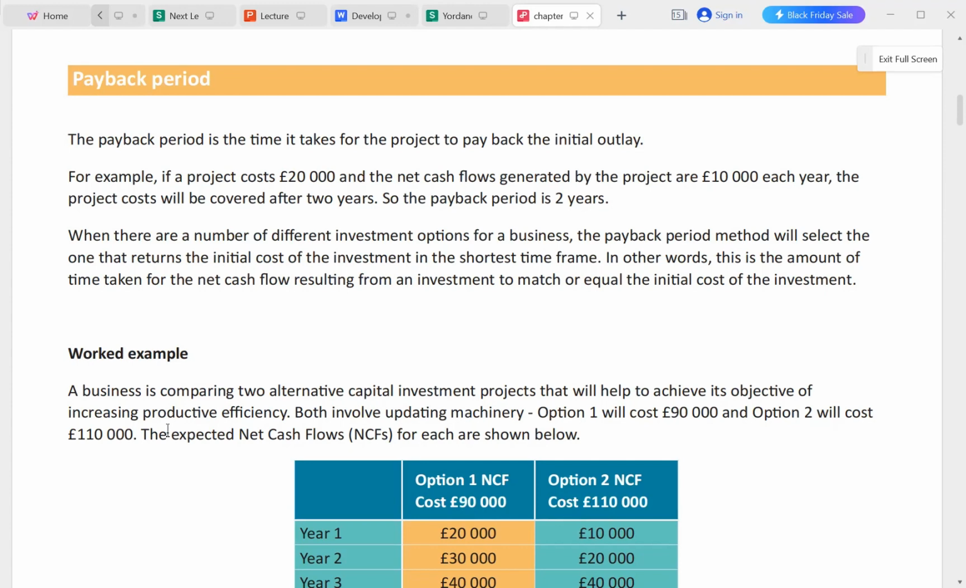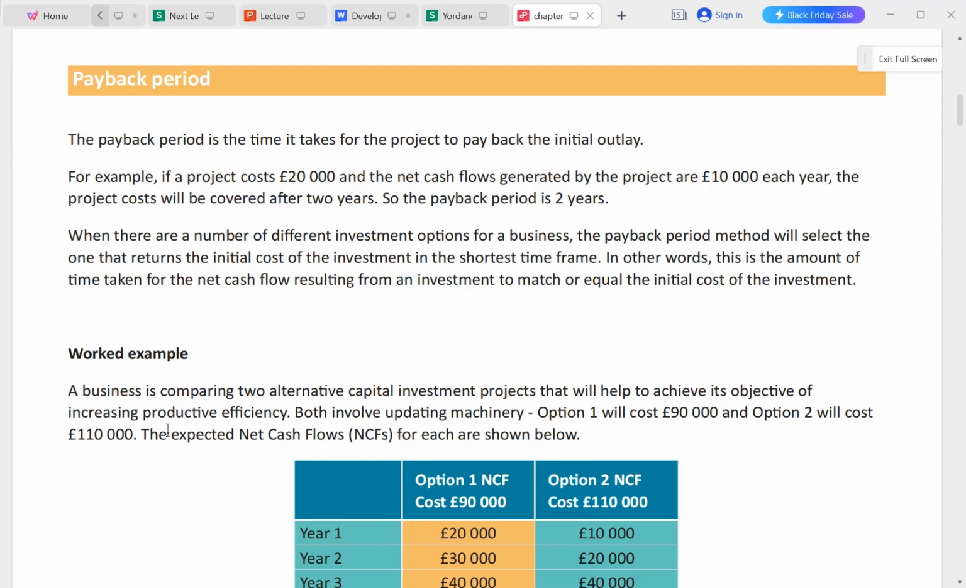So let's look at net cash flow. If you are confused about what net cash flow is, you take the difference between cash inflow and cash outflow, what you receive and what you spend. The difference between that is called net cash flow. So the net cash flow generated by the project is $10,000 each year. The project cost will be covered after 2 years, so the payback period will be 2 years.